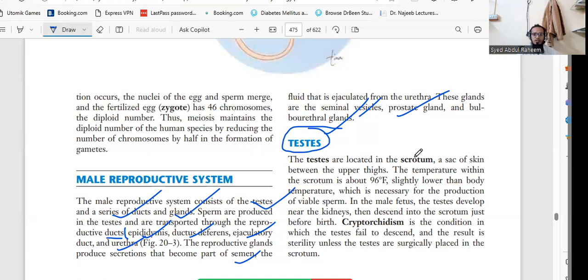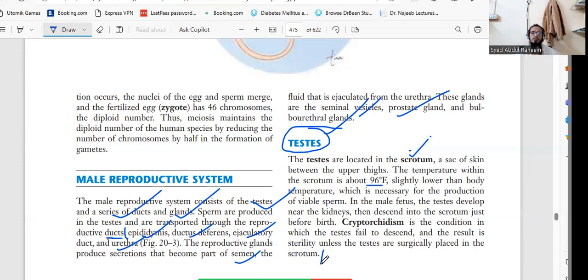The testes are located in the scrotum, a sac of skin between the upper thighs. The temperature within the scrotum is 96 degrees Fahrenheit, slightly lower than body temperature, which is necessary for the production of viable sperm. In the male fetus, the testes develop near the kidney, then descend into the scrotum just before birth. Cryptorchidism is the condition in which the testes fail to descend, and the result is sterility unless the testes are surgically placed in the scrotum.